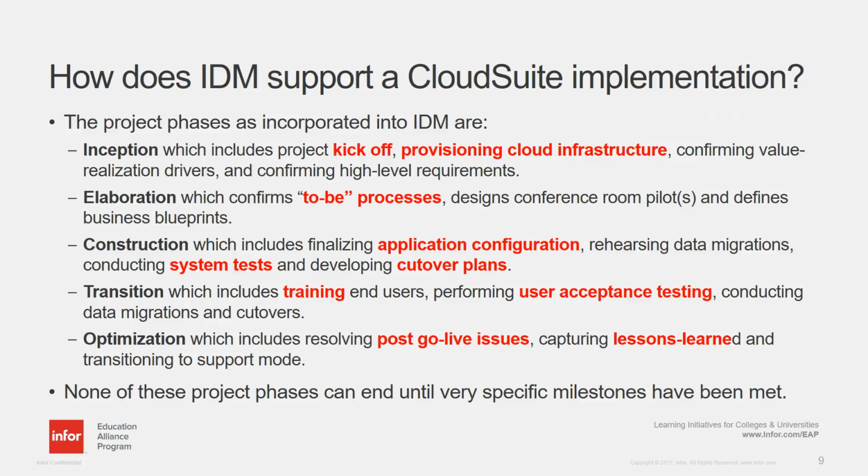Optimization, which gives you the post go live issues. Go live is where you actually cut the cord and you bring the project online. And so if you have issues after implementation, then you can handle those during the optimization phase. Also, the lessons learned are important, because those can then be bundled into the next project.